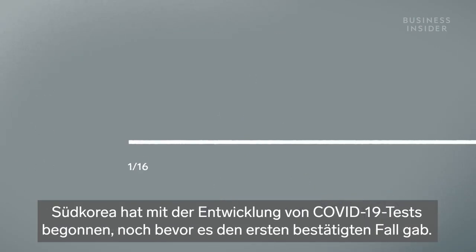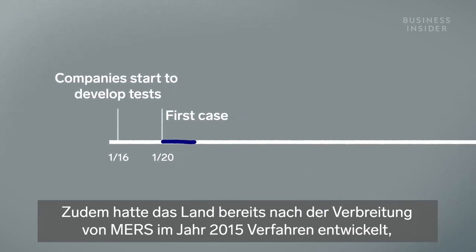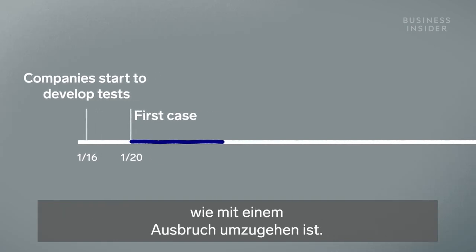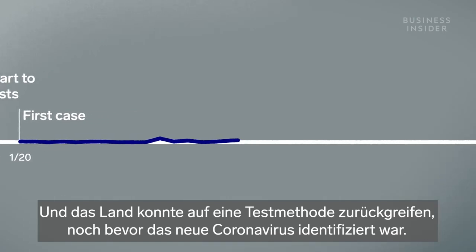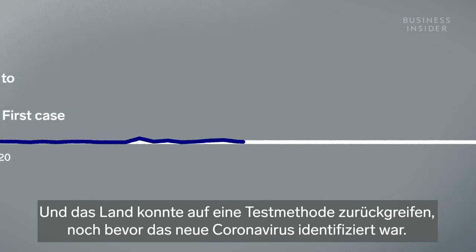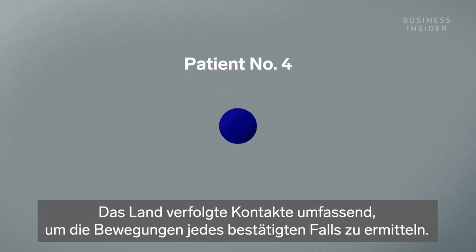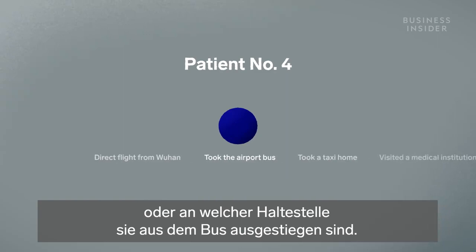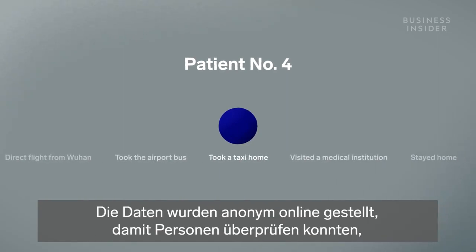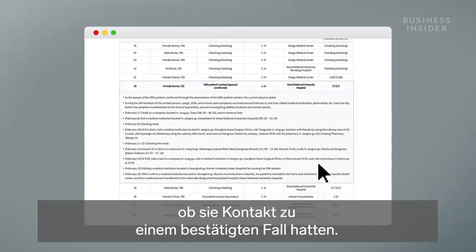South Korea started developing COVID-19 tests before its first confirmed case. The country had put procedures in place for managing an outbreak after dealing with MERS in 2015. And it had a testing methodology ready even before the new coronavirus was identified. By early February, South Korea's first test had been approved, and it used extensive contact tracing to identify the travel of each confirmed case, down to details like a person's seat number or what stop they got off the bus at. The data was anonymously posted online, so people could check if they came in contact with a confirmed case.